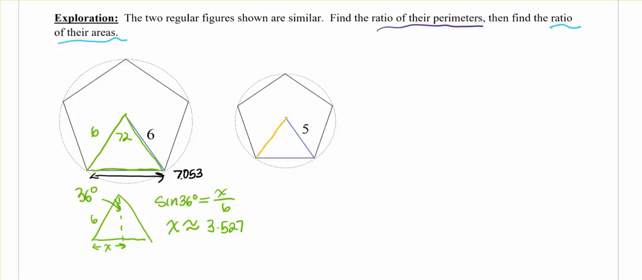Let's do the same over here for this pentagon. Everything's basically the same, except the only thing that changes is this goes from 6 to 5. This is still 36. Let's still call this x, but don't get it mixed up with the x over there. And this is a right angle. So take a minute and see if you can find x on your own.